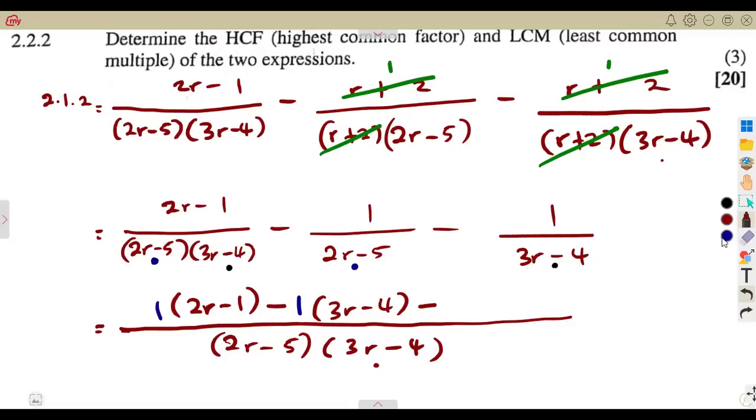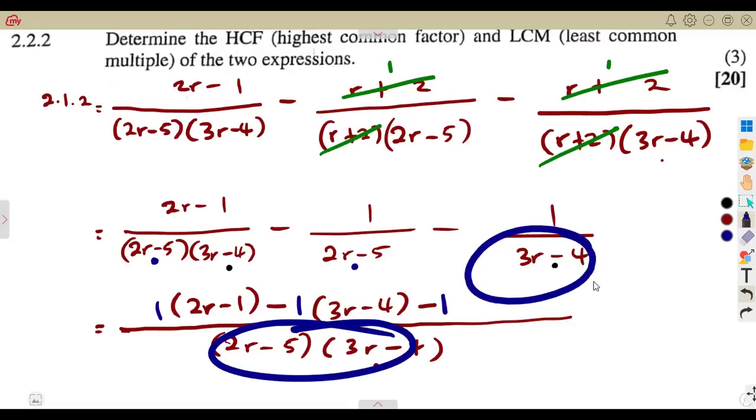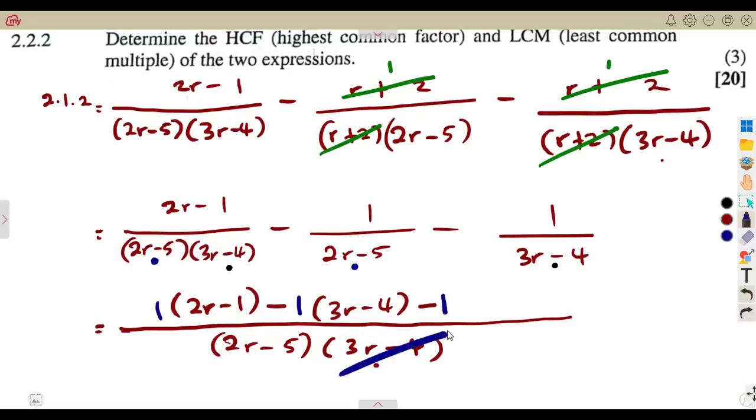Minus, we also have a -1 there. We do the same thing, our LCD to the denominator. All right, so this 3r minus 4, 3r minus 4 is going to cancel. You remain with what? 2r minus 5. This is what you're going to remain with. So this is going to be 2r minus 5, like that.